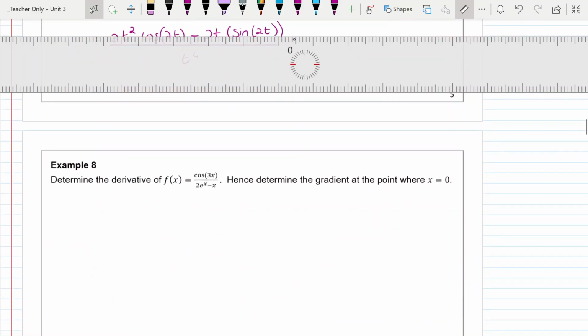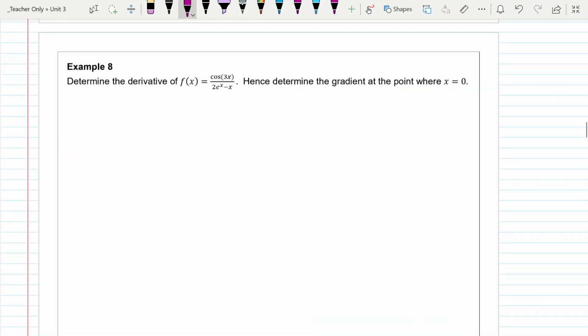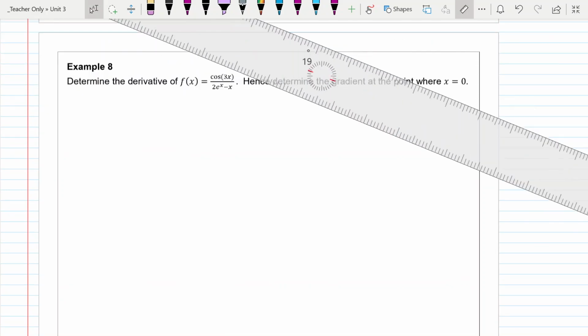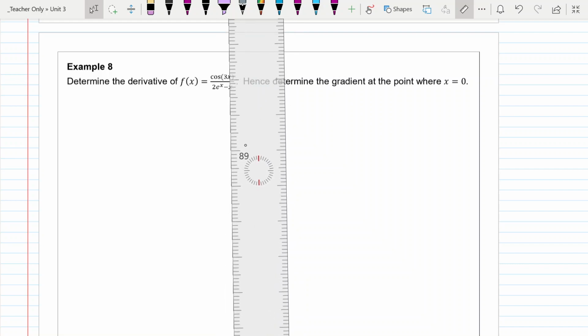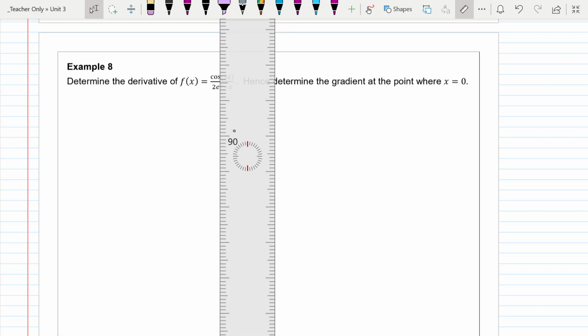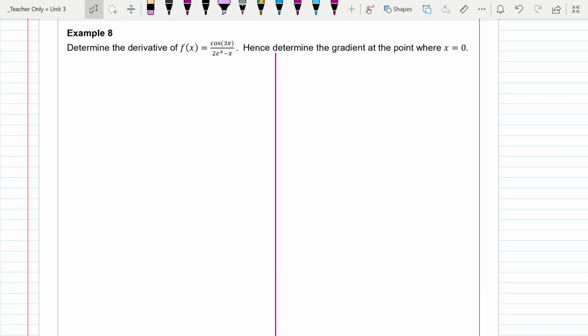Okay, let's have a look at the next one. Now when I see a question like this, and it says determine the gradient at the point x equals 0, that tells me that I probably don't need to try and spend time simplifying and factorizing, because the aim of the question isn't to see whether I can simplify and factorize, it's more to find where the gradient at the point where x equals 0 and what that is.